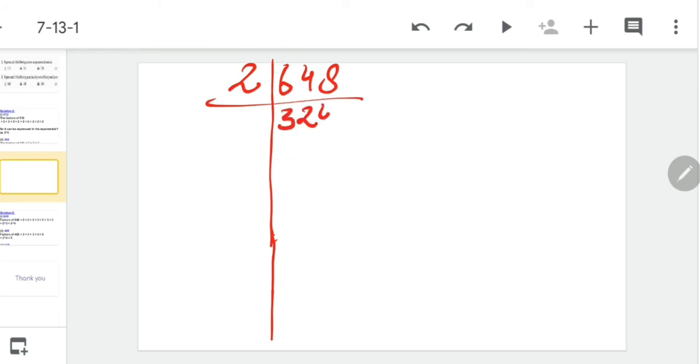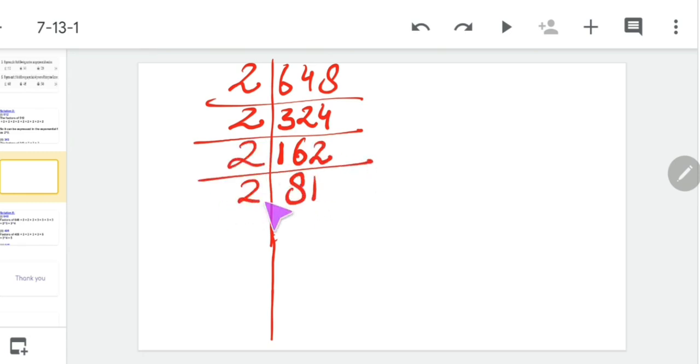3, 2, 4. Again it could be divisible by 2. So 1. Then it will become 12, 6 and 2. 8 and 1. Now, sorry, it could not be divisible by 2 because it is an odd number. So 8 plus 1 will become 9. So it will be divisible by 3.